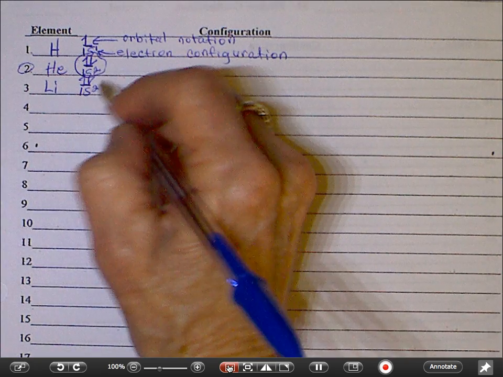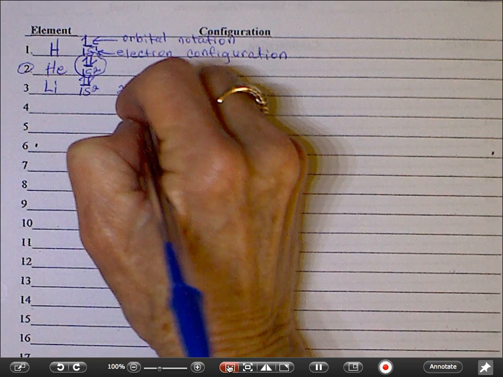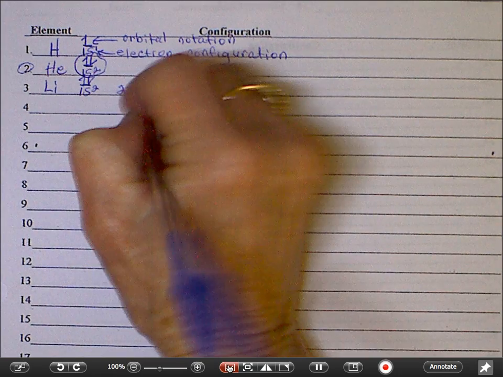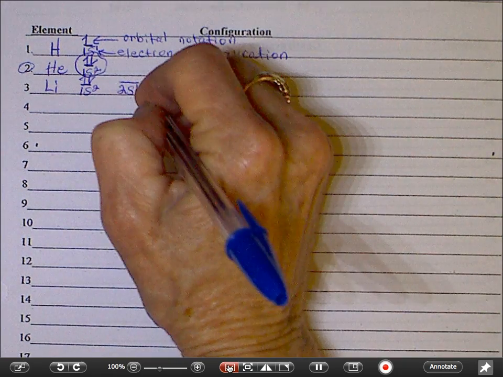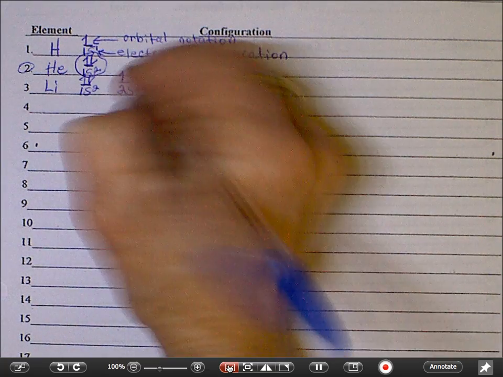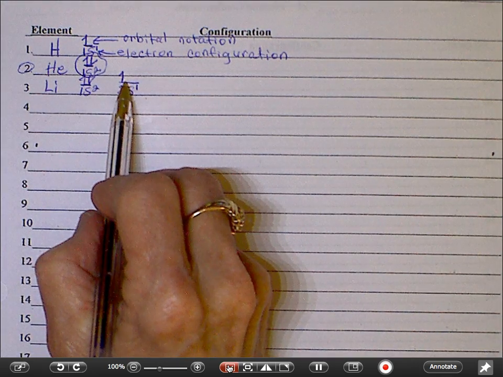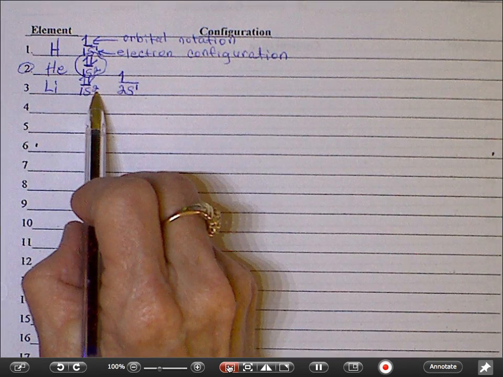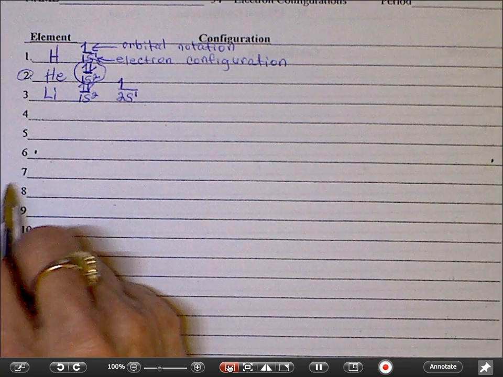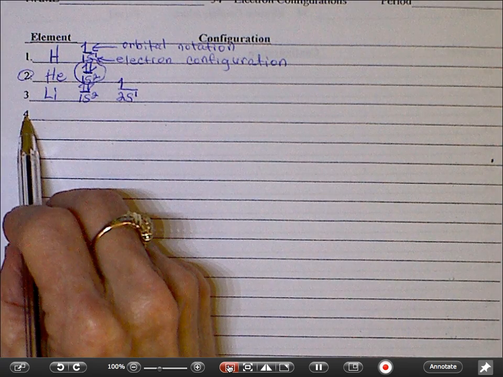That's 2. And then where lithium lives is 2s what? 1. And how many arrows is going in this s orbital? 1. Now let's check. Do we have 3 arrows? Yes. Do our superscripts add up to 3? Yes.